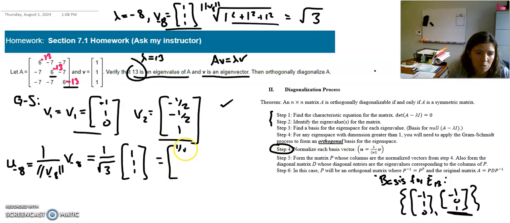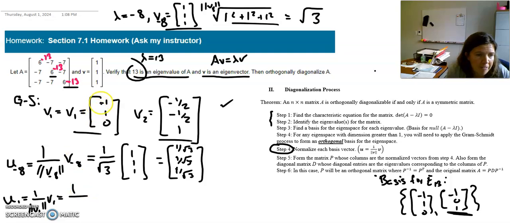So our U-8 is 1 over square root of 3, 1 over square root of 3, 1 over the square root of 3. We get some hideous vectors in this process. And that's another reason I wanted to keep your homework short. All right. So now we'll call this U1 and U2. So this is going to be 1 over the length of V1 times V1. Which the length of V1 is, this guy squared is 1 plus 1 plus 0. So square root of 2 times this vector. So that's -1 over the square root of 2, 1 over the square root of 2, 0.